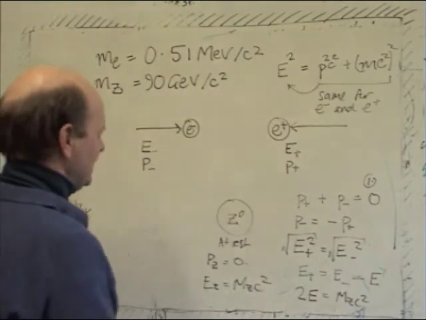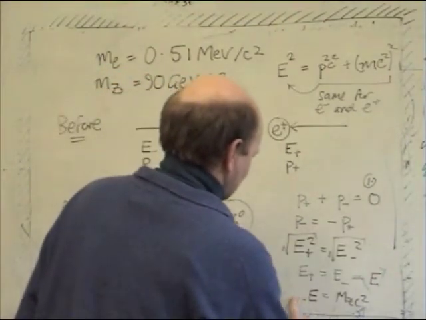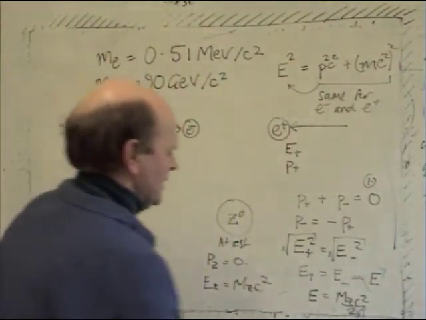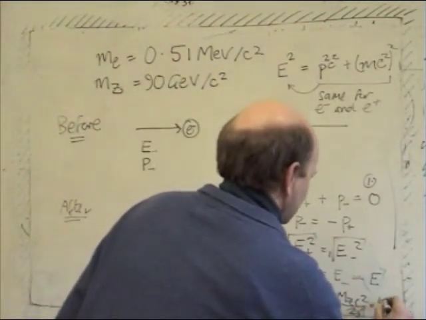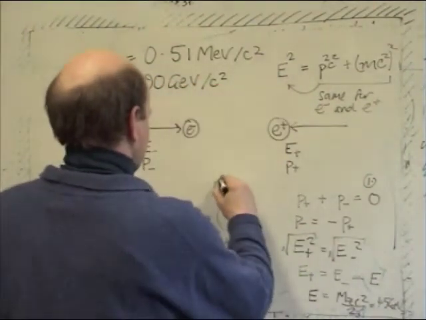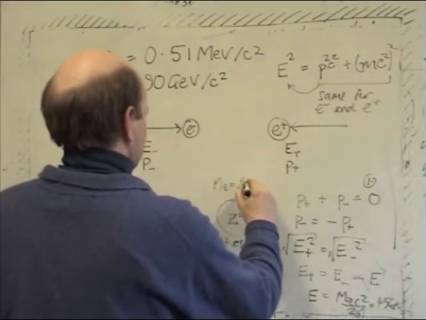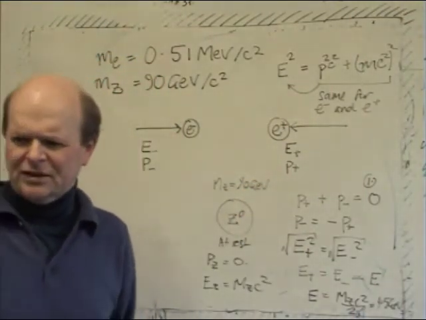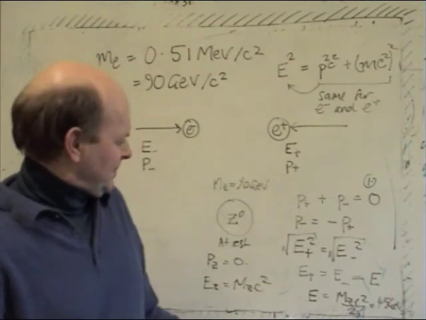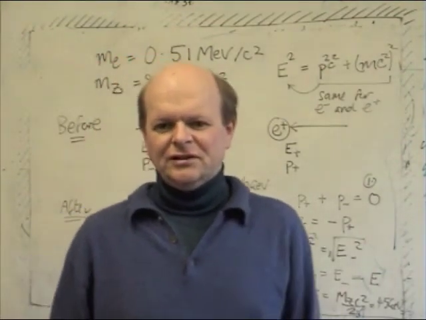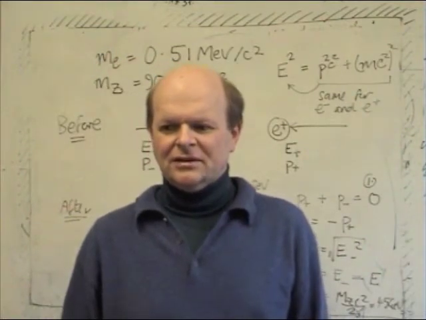So that means that the energy of each of the electron and positron is m_Z c² over 2, which equals 45 GeV, if the mass of the Z is 90 GeV. And that is exactly the same as the guess we initially made. The energy of each of the electron and positron has to be 45 GeV in order to make the Z0 at rest.